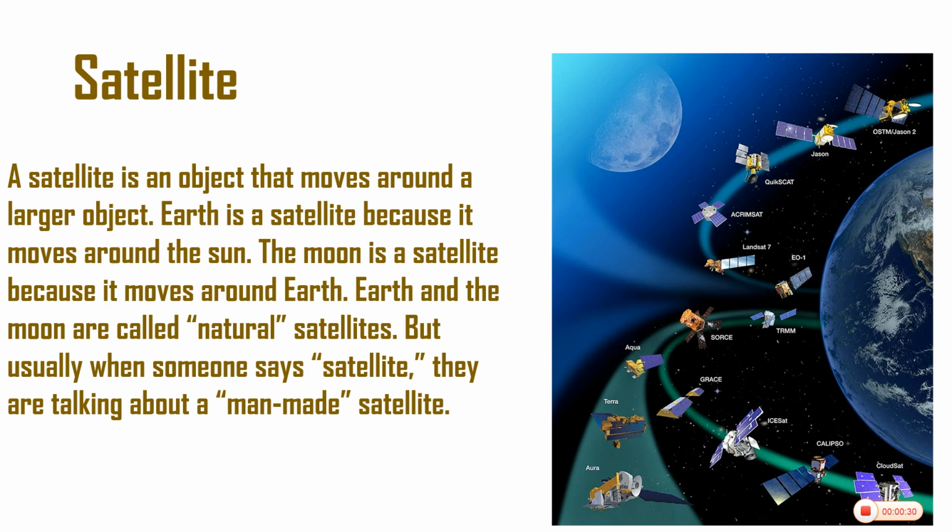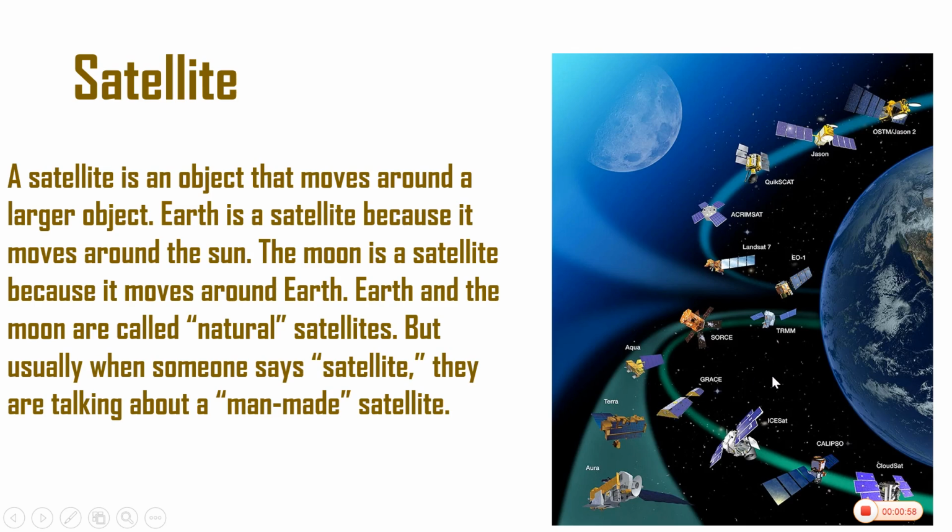The Earth, the moon, the stars are all natural satellites. But usually, when someone talks about satellites, they are talking about the man-made satellite. The image on the screen is showing us this Earth. Then we have objects that are moving around, revolving around the Earth or orbiting around the Earth. These are natural satellites. These are artificial satellites. The man-made satellites.